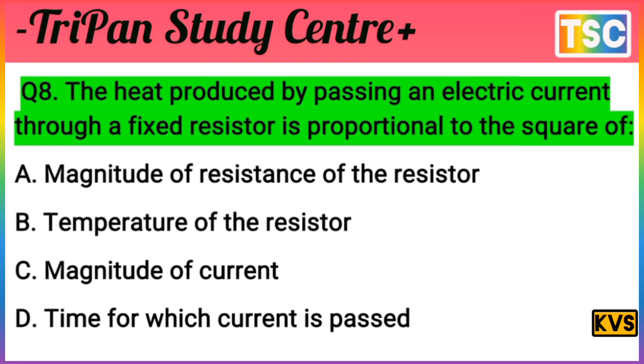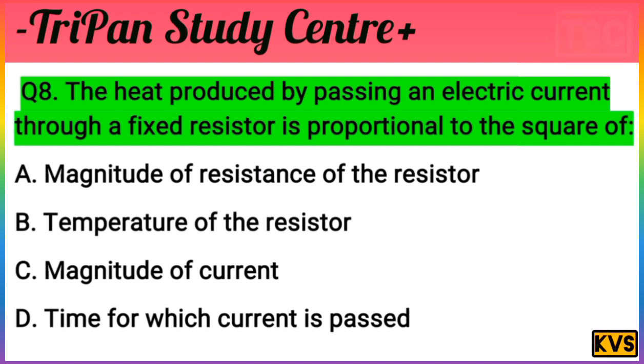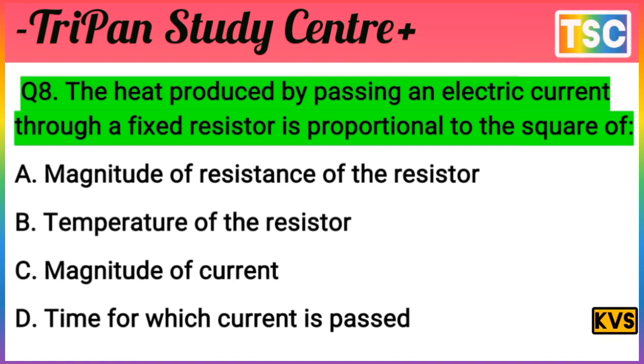Option A, magnitude of resistance of the resistor. B, temperature of the resistor. C, magnitude of current. And D, time for which the current is passed. First of all, write the correct answer in your notebook. You must think of your answer and write it also. Let's see what the answer is for this question.